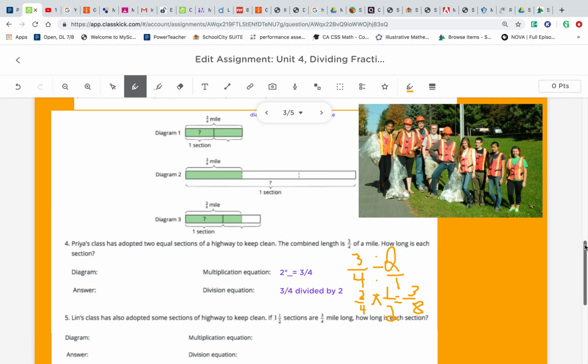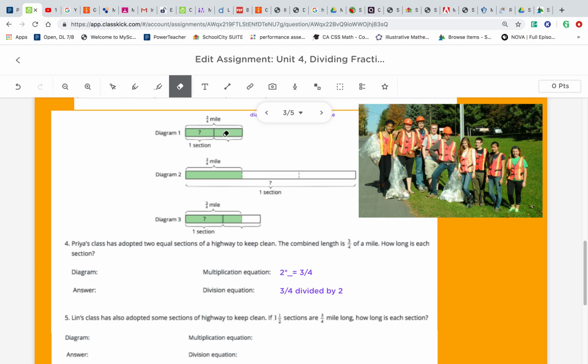For number 5, Lynn's class has also adopted some sections of the highway to keep clean. If 1.5 sections are 3/4 of a mile long, how long is each section? Now, I'm going to go ahead and erase this here so it's not blocking anything. So how long is each section? So which diagram is going to describe that, first of all, is what we want to be clear on.